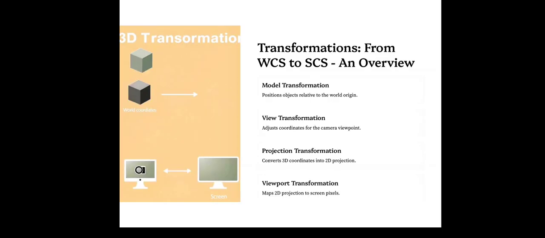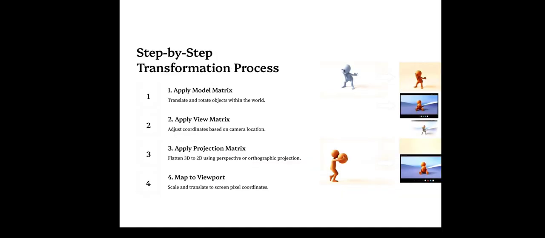Transformations from WCS to SCS. An overview: the first is model transformation, position objects relative to the world origin. The second one is view transformation, adjust coordinates for the camera viewpoint. The third is the projection transformation, converts 3D coordinates into 2D projection. And the last and final one, viewport transformation, maps 2D projections to the screen pixels.